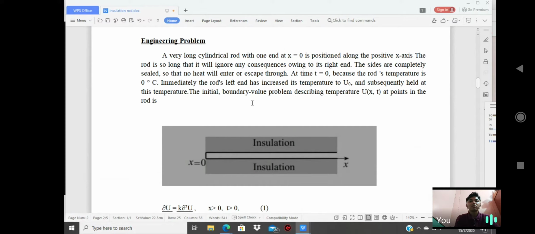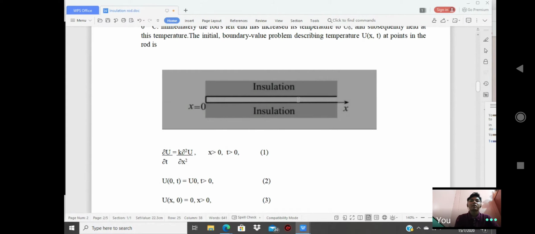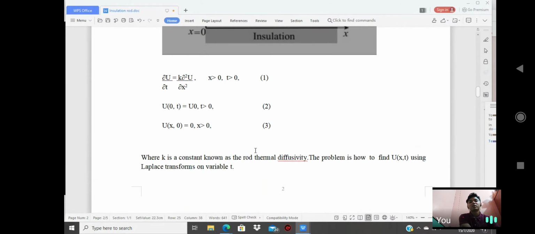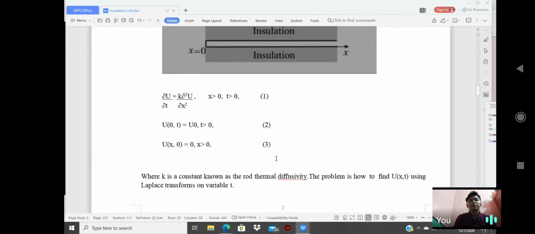The initial boundary value problem describing the temperature function u(x,t) at a point in the rod is this differential equation: the differential of u with respect to t equals k, which is the thermal diffusivity, times the double differential of u with respect to x, where x is more than 0 and t is more than 0. The second equation is when x equals 0, u will be equal to U naught. And the third equation is when t equals 0, u will be 0.